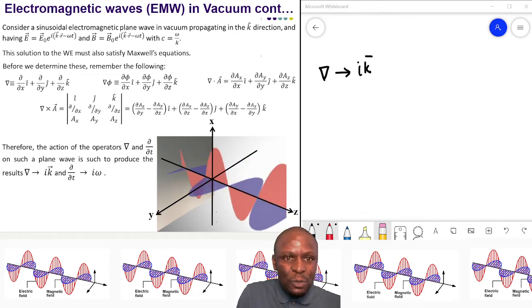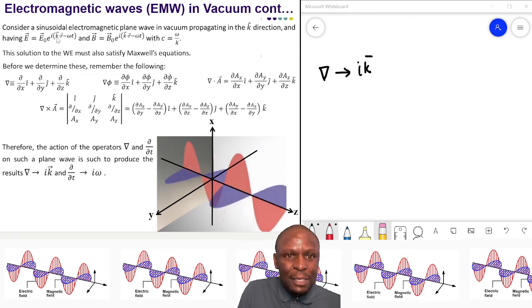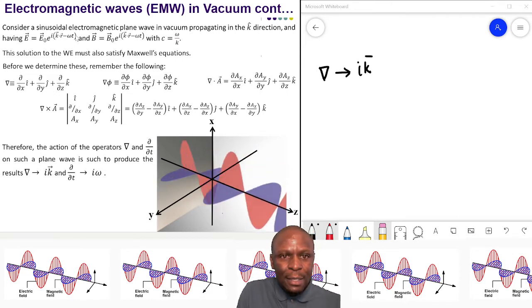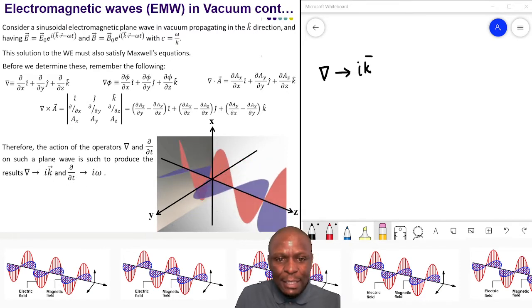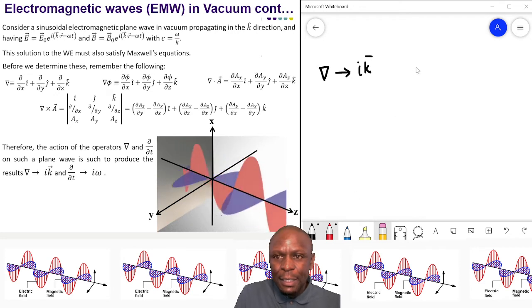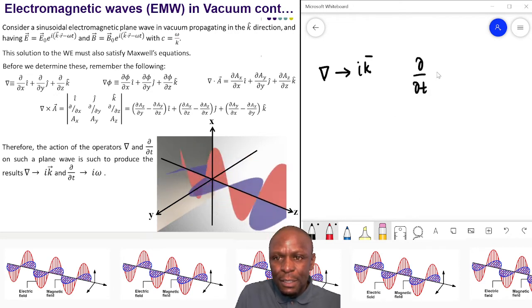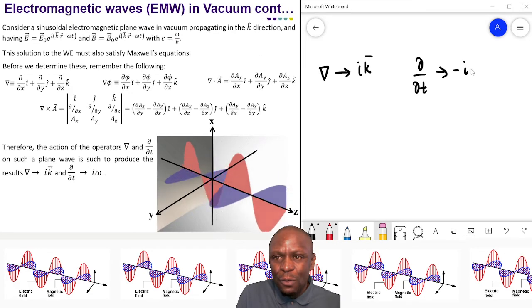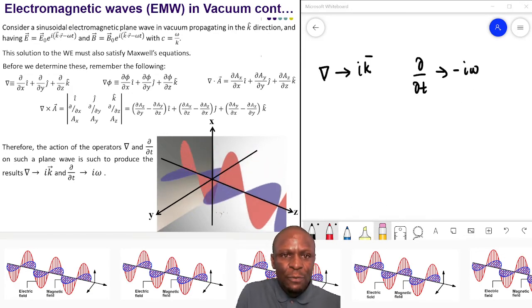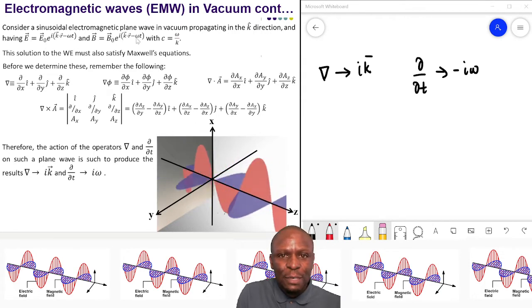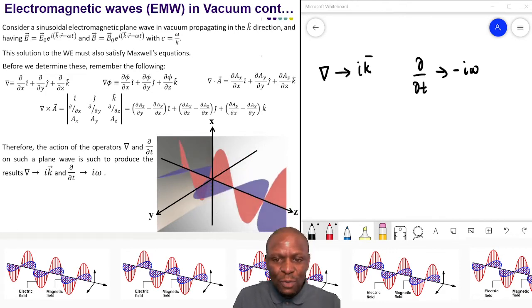Because we are going to differentiate with respect to r, that position vector is just going to be a constant, therefore we are just going to have that. And then this operator d/dt just gives us minus i omega. Why is that the case? Because if we come to the electric field or the magnetic field and differentiate with respect to time, we are just going to have i omega, the same thing, right? So that's what I wanted you to see.